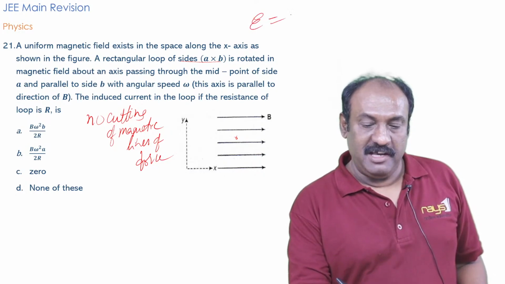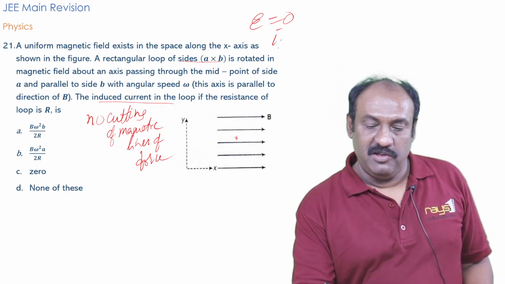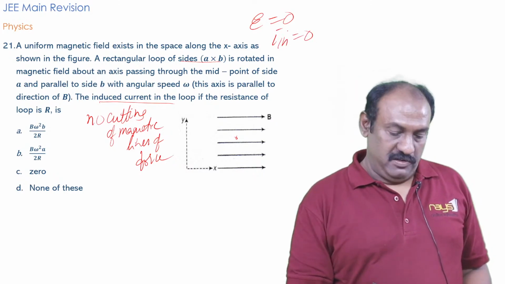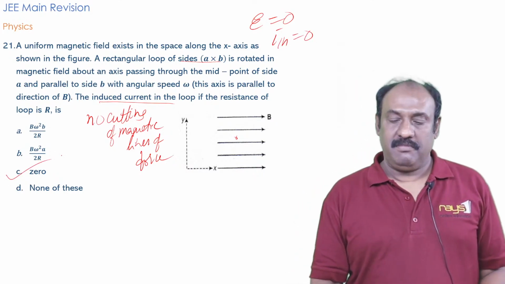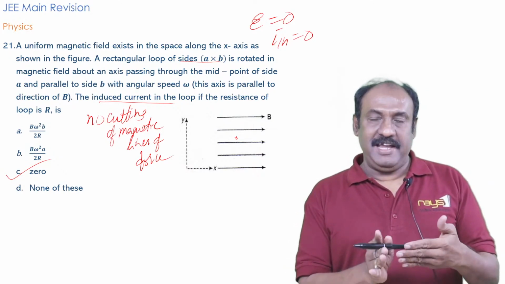So EMF is equal to 0. So induced current, when EMF is equal to 0, then induced current is equal to 0. So the answer is C.